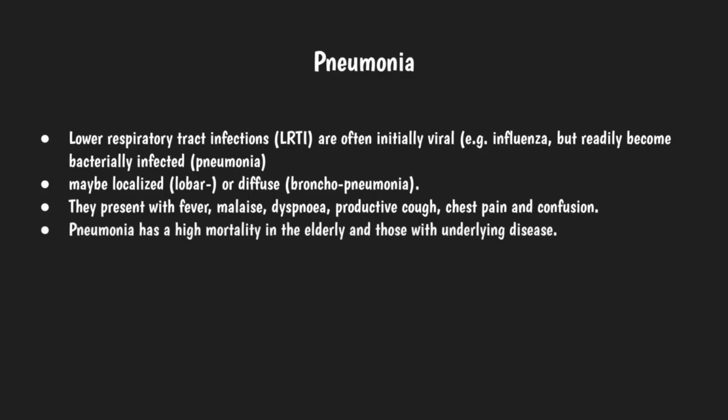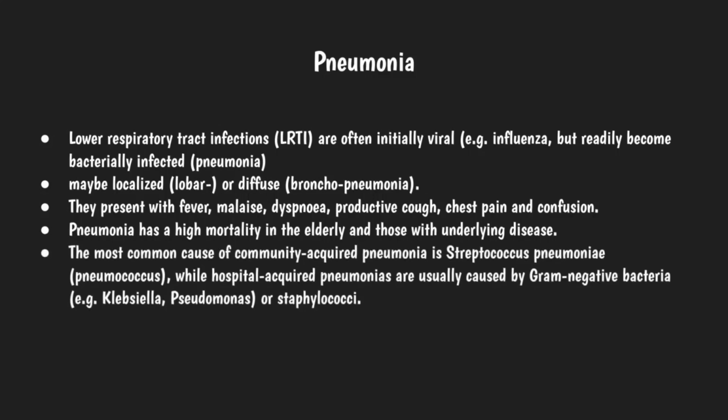Pneumonia has a high mortality rate, especially in the elderly and those with various underlying diseases which depress the immune system. The most common cause of community acquired pneumonia is Streptococcus pneumoniae. You may be asked this question. Streptococcus pneumoniae or pneumococcus is the most common cause of community acquired pneumonia. While hospital acquired pneumonia is caused by gram negative bacteria like Klebsiella, Pseudomonas, or staph.